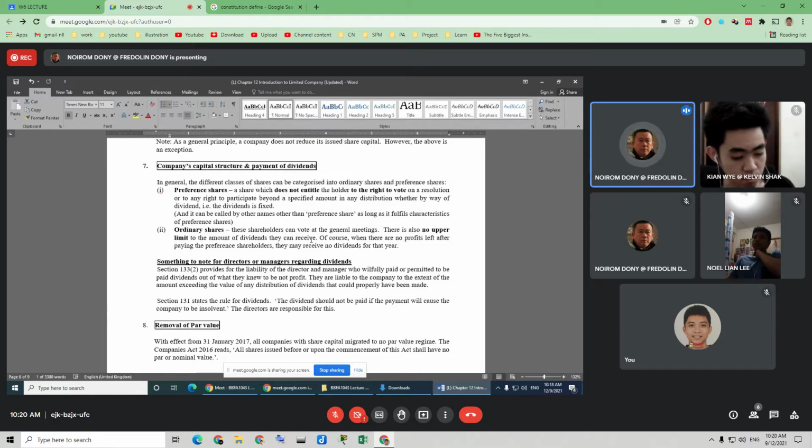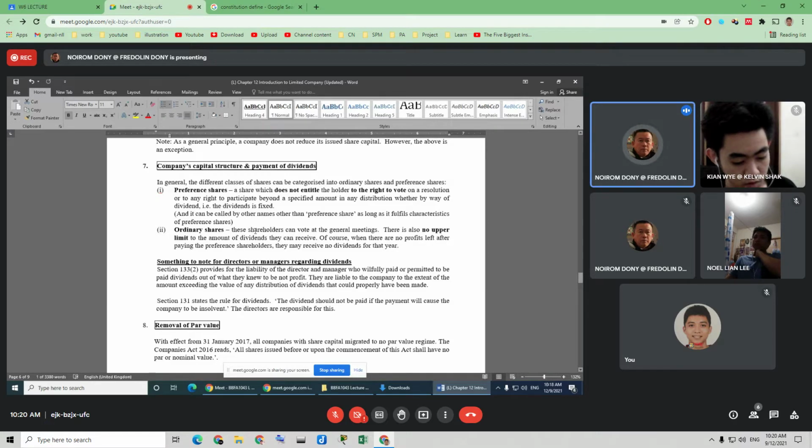If the management decides to distribute all the remaining profit as a dividend, they can go up to 20%, 30%, 40% dividend. But that depends on the management of the company. Okay, that is the meaning of no upper limit. But the problem is they are not receiving a fixed dividend.